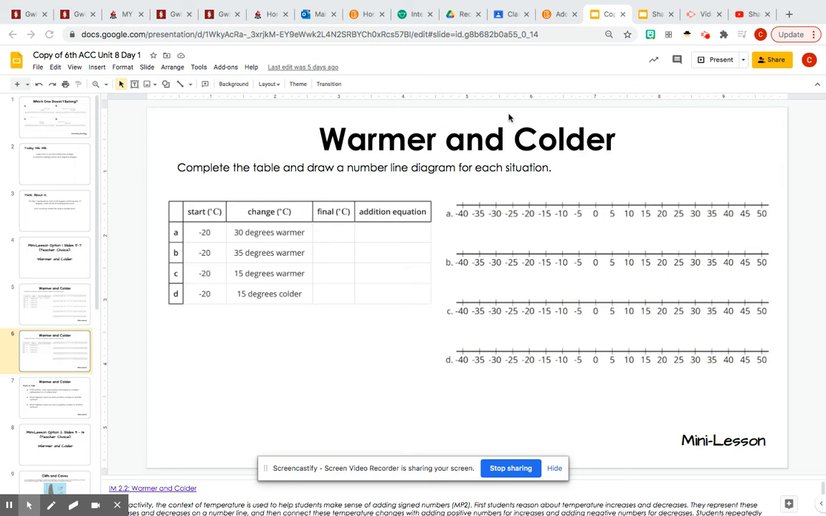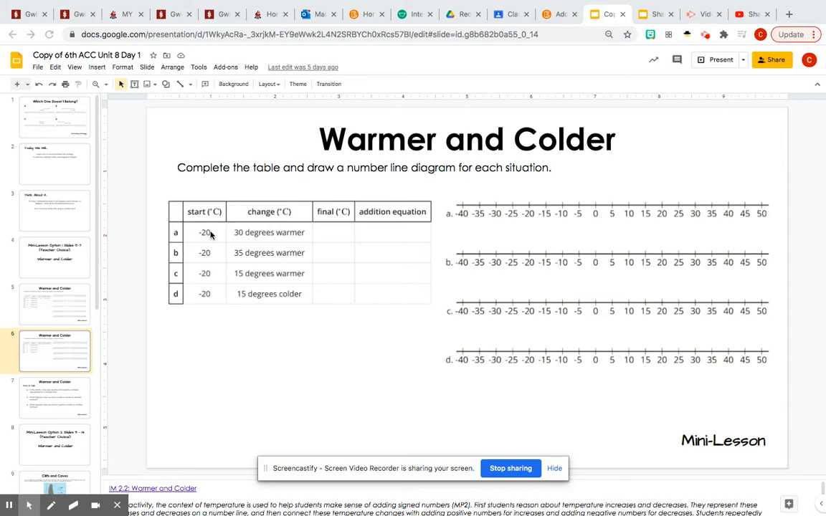So it says warmer or colder, and it wants us to complete the table and draw a number line diagram for each situation. We've officially started Unit 8, which is working with some operations with integers. And we've already done that, trying to figure out the difference between temperatures and everything like that.